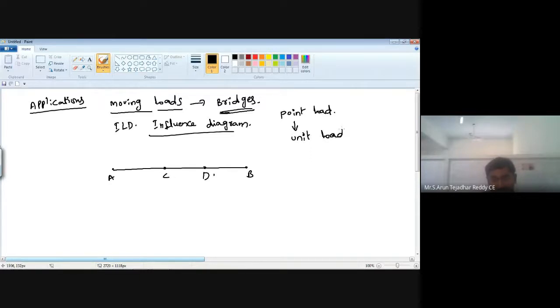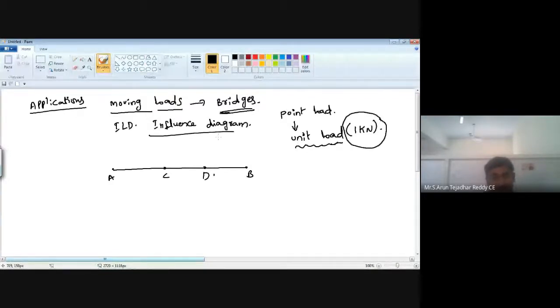What is the value of the unit load? We already discussed it in the second unit itself. The unit load value is 1 kilonewton. So for whatever structure we have, I am assuming first of all a 1 kilonewton load acting on the structure.